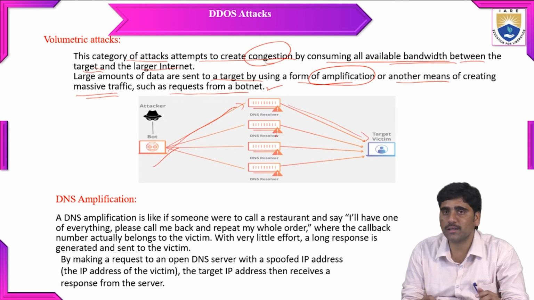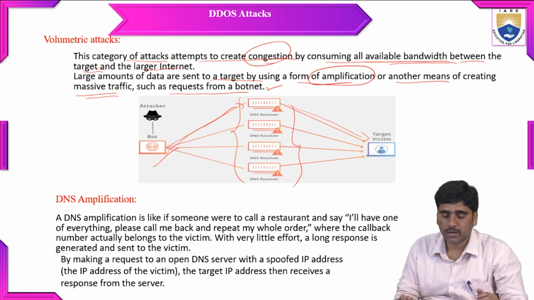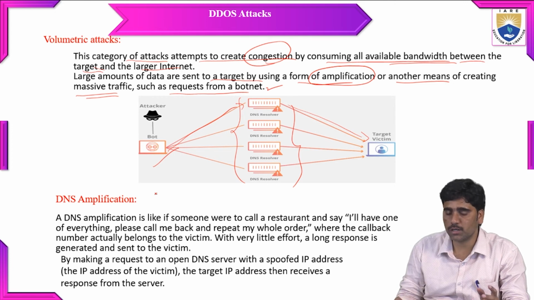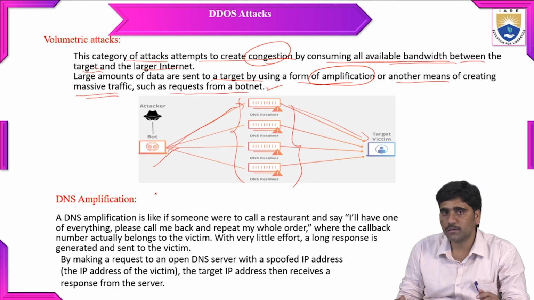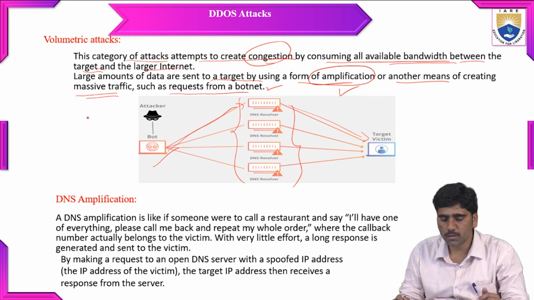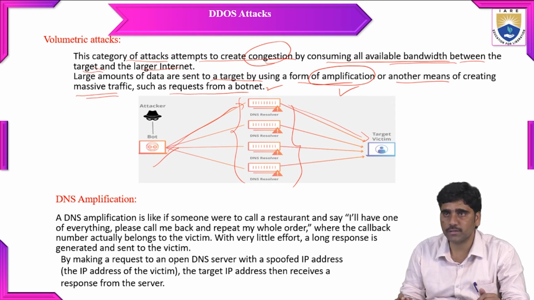So that means they are creating congestion by consuming all available bandwidth. All the available bandwidth will be taken by this attacker, and he sends multiple bots to the target machine in the form of amplification or another means of creating massive traffic. So from this, what is meant by DNS amplification?